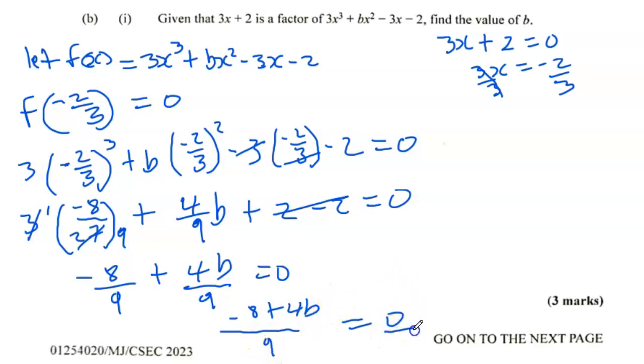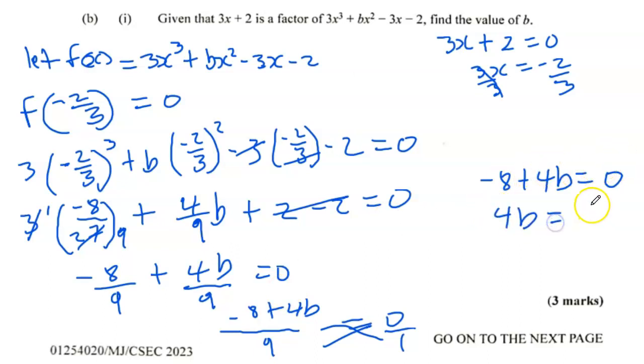You can just make this a fraction, cross multiply. So we end up with negative 8 plus 4b is equal to 9 times 0, that's 0, and 1 times that, negative 8 plus 4b. Bring over the negative 8, we have 4b equal to 8. Divide both sides by 4, we get b equal to 2.